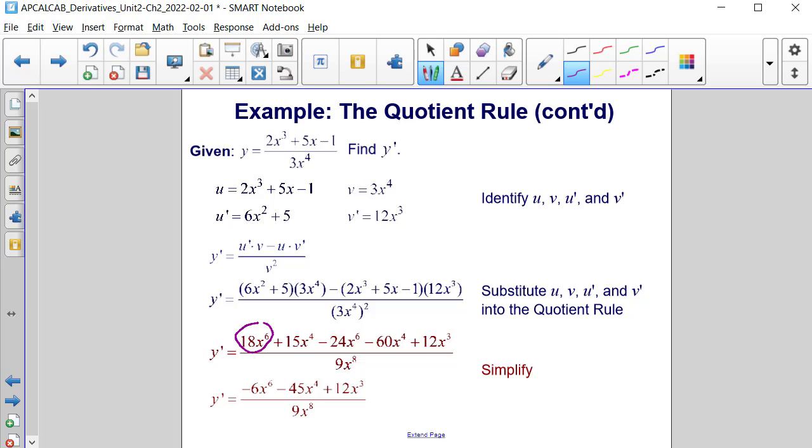And then we have two terms that contain an x to the sixth, and when we combine them together, we get negative 6x to the sixth. And for x to the fourth, we have two of them. We have positive 15 and negative 60. When we combine them together, it's negative 45x to the fourth, and we have the 12x to the third that we're adding at the end, all divided by 9x to the eighth.